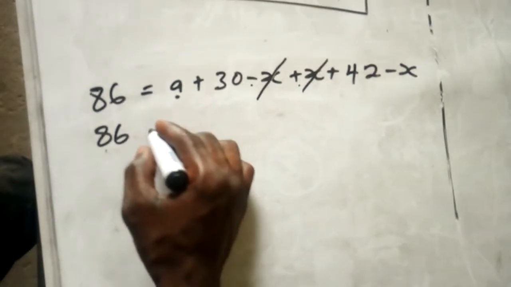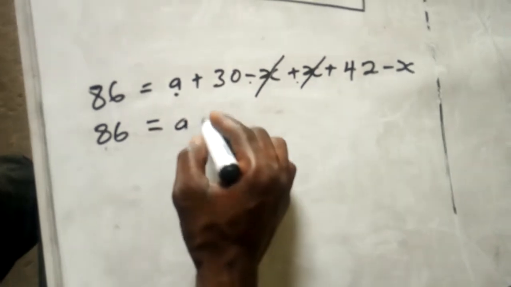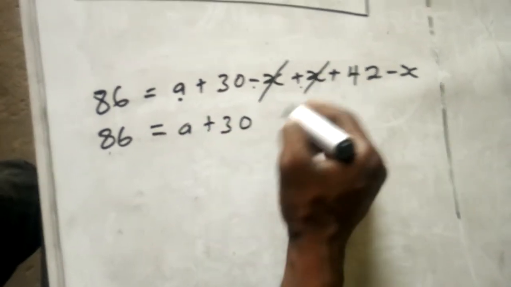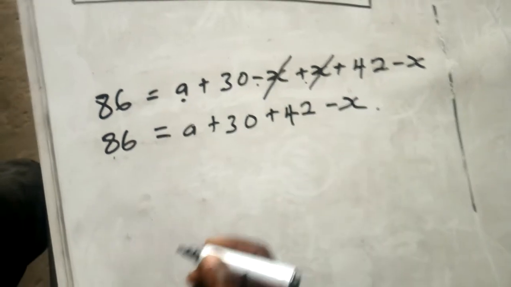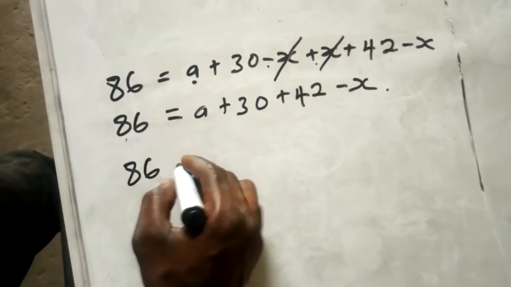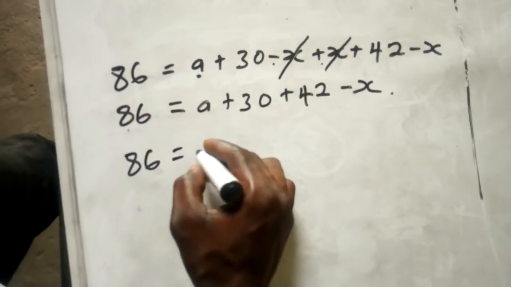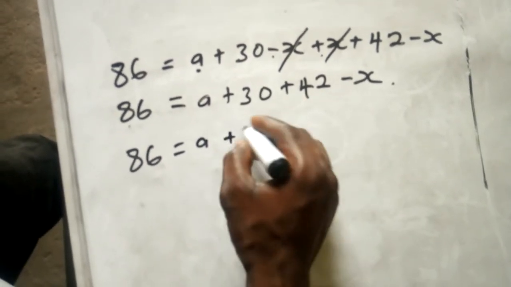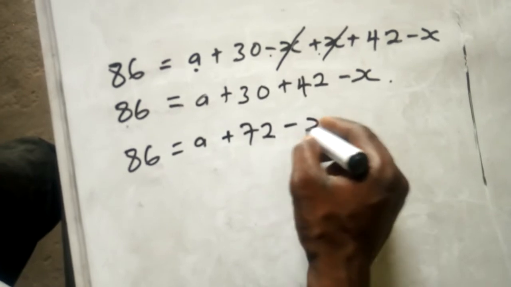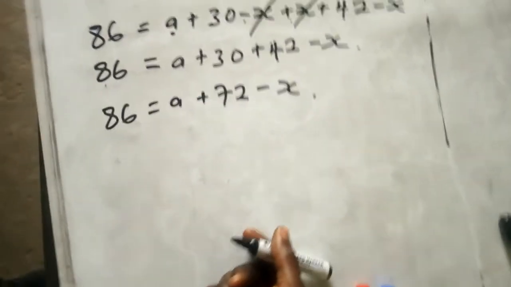So I'm having 86 equal to a, and then plus 30 and then plus 42 and then minus, those who are doing all the three. So I'm having 86 to be equal to a. This plus this one will give me plus 72 and then minus s, right? 72 minus s. So what do we do here?